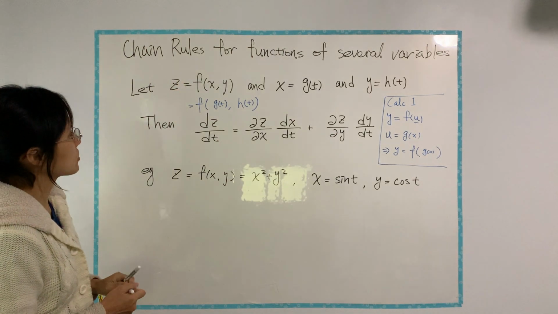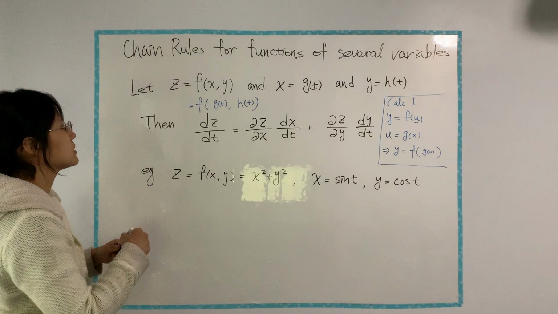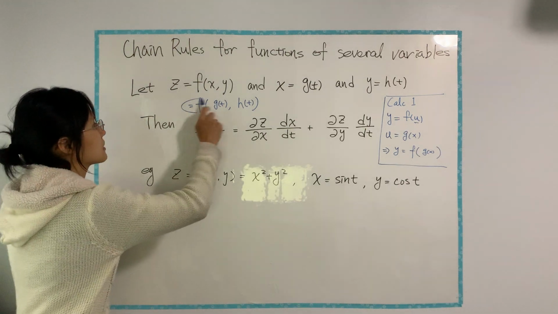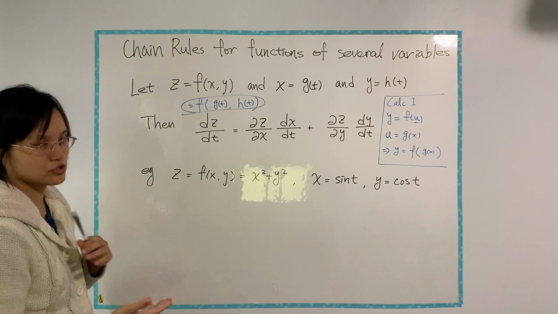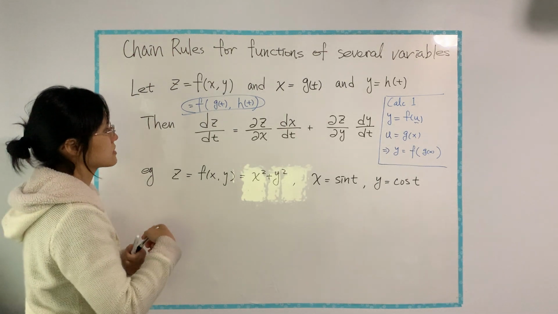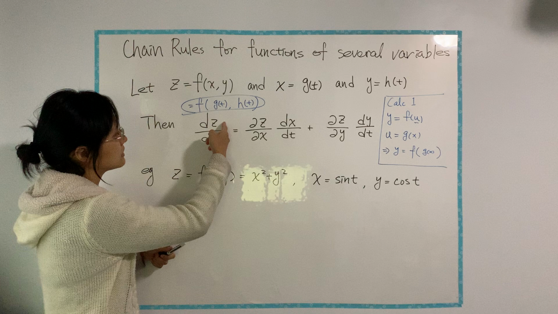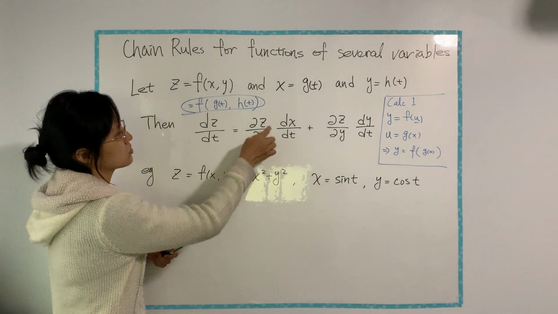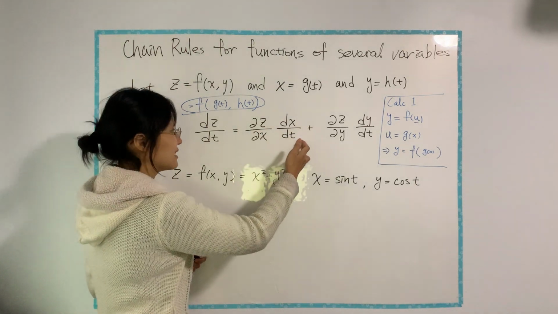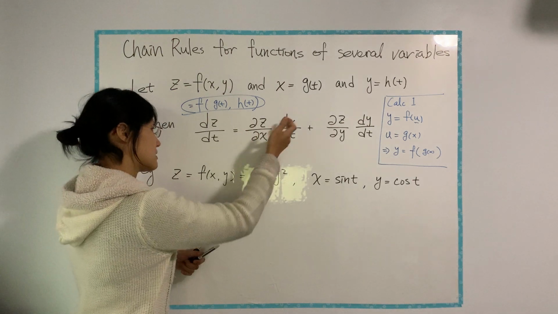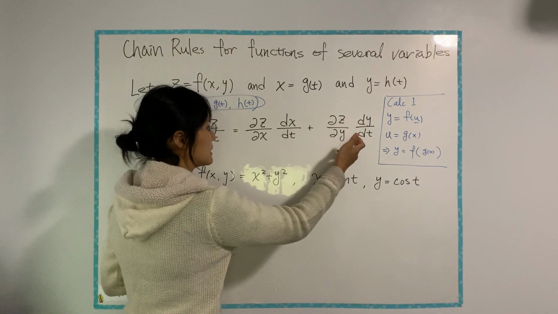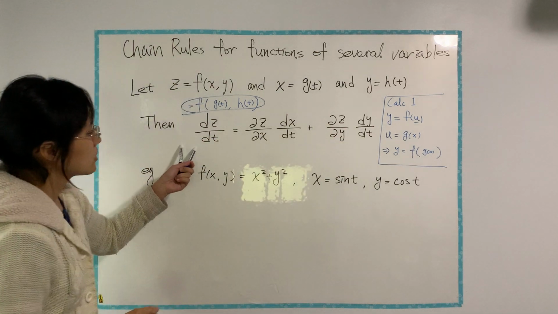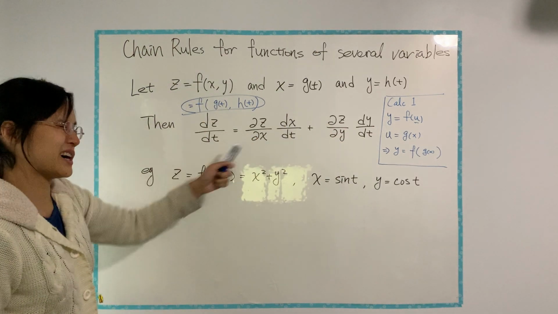All right? So in this case, when we want to differentiate this function with respect to t, what is the formula? What is our chain rule here? So this is the chain rule. dz/dt is equal to dz/dx times dx/dt plus dz/dy times dy/dt. Okay, so now this formula looks a little complicated.